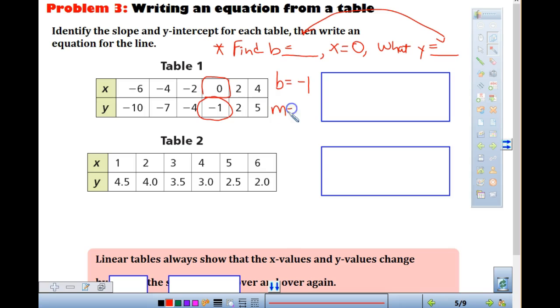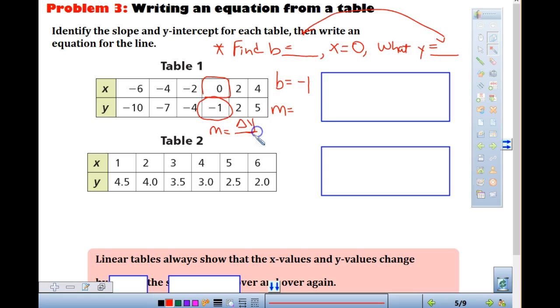I need to find my movement. Here's the other thing I thought the person wrote in their notes. I thought they wrote down how to find the movement. Now, sometimes it is super easy. Like table 2, it's easier than table 1 to find the movement. But for table 1, I want you to put, to find M, we are going to put the change in y.